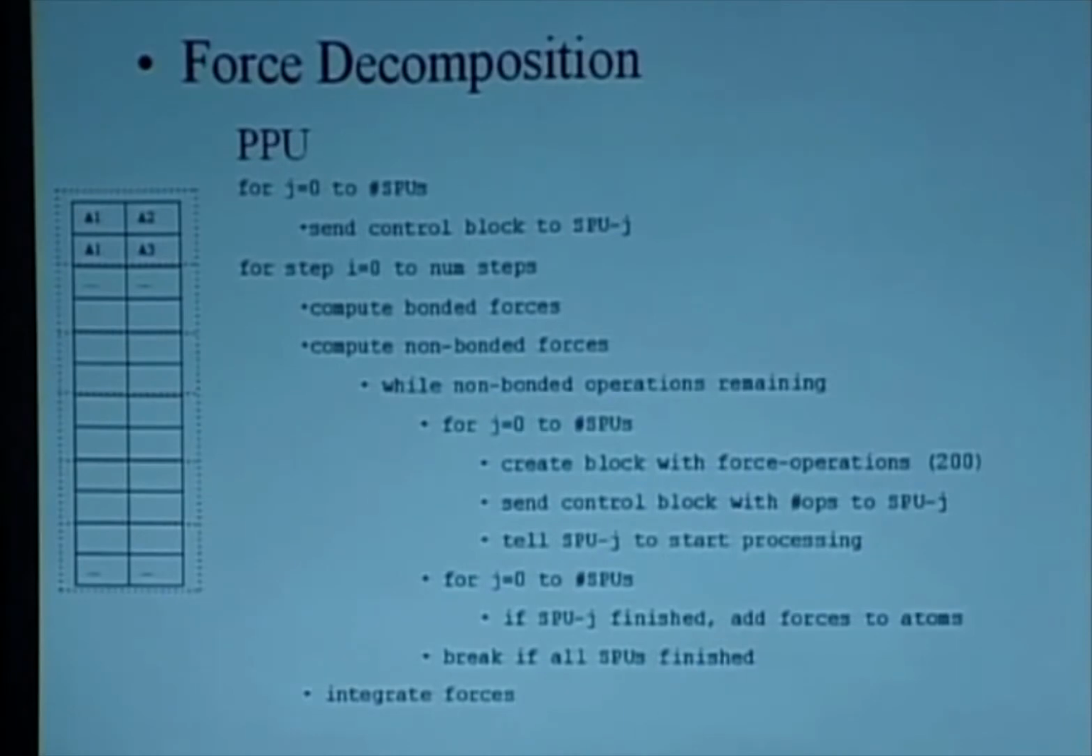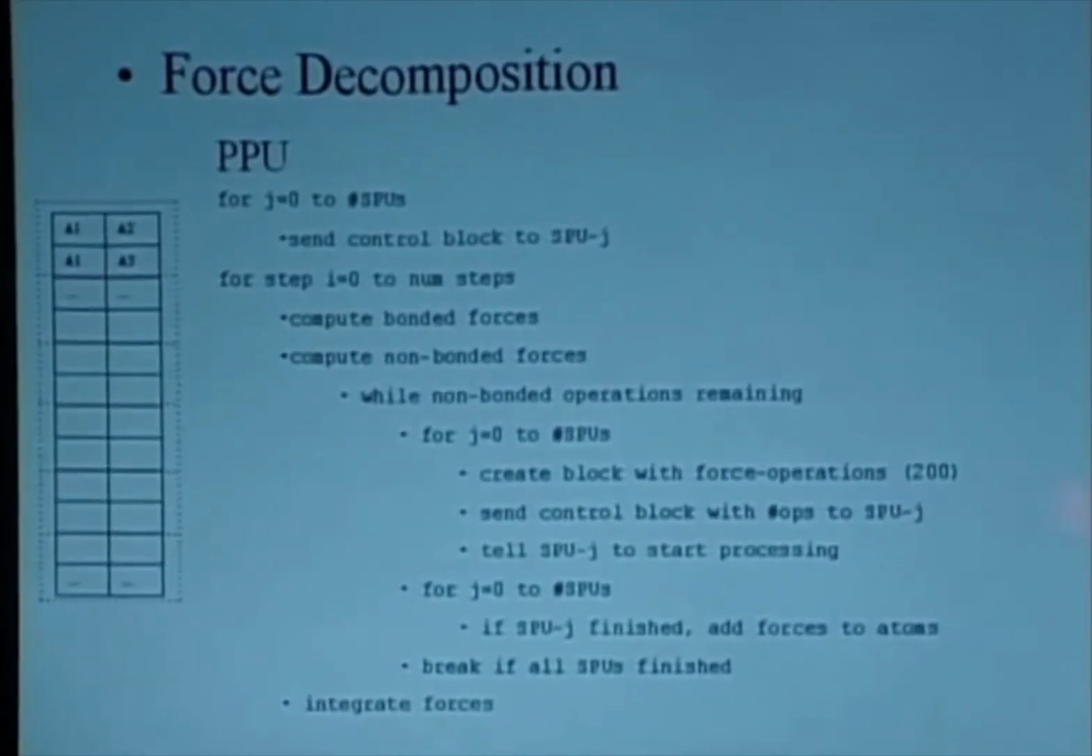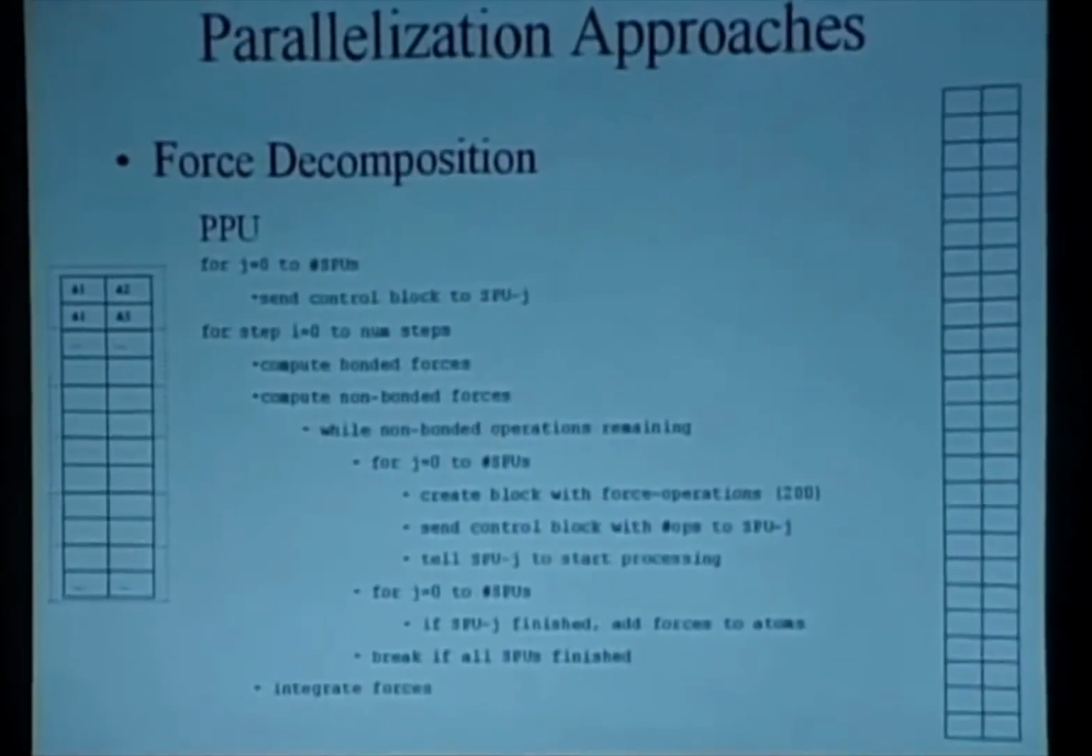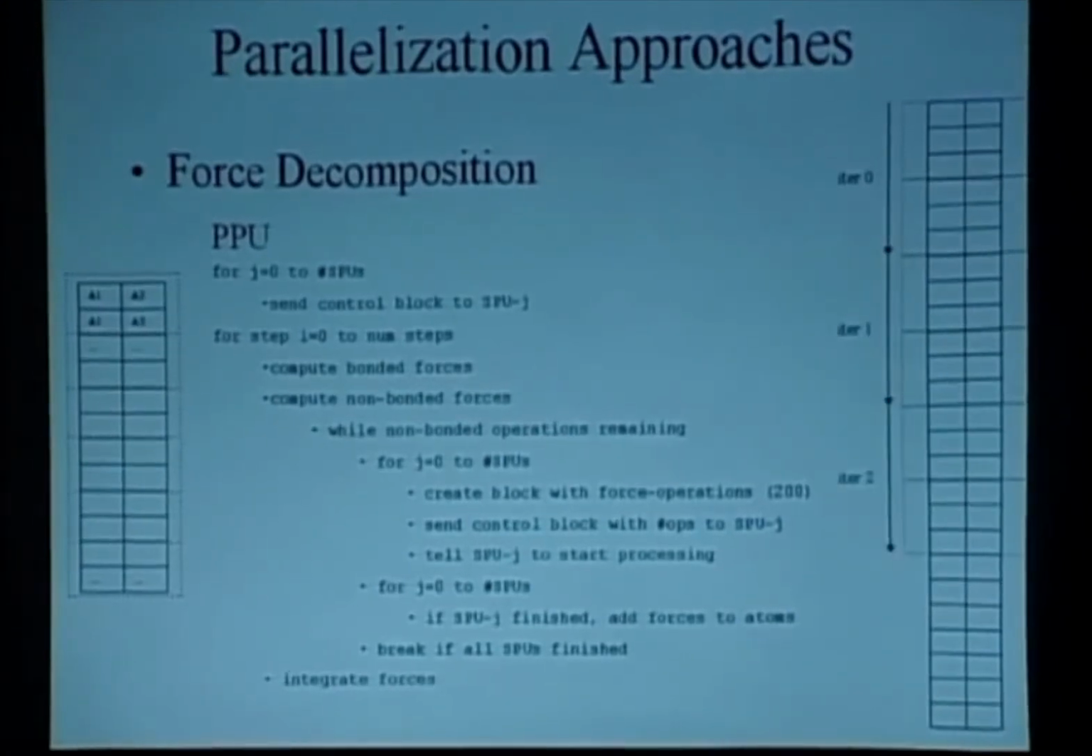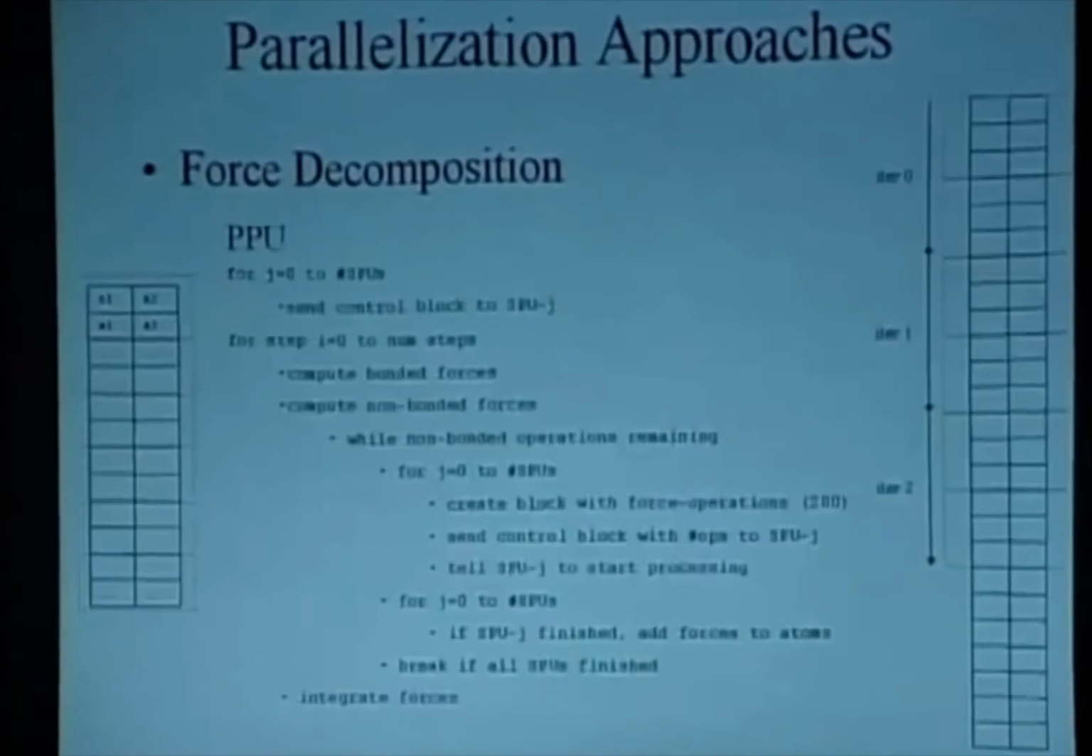So for example, just to illustrate this, let's say these are all the non-bonded operations I have to do. And I'm going to use two SPUs. And each SPU can only store, say, 3 force operations. So each SPU is sent a block. I mean that, say, these 3 operations are sent to each SPU. The SPU does them. The next block is sent to the next SPU at the same time, and then that SPU also does it. And this is iteration 0, for example. And this is done until all of the force computations are done.